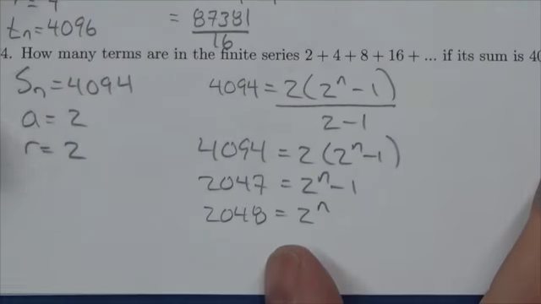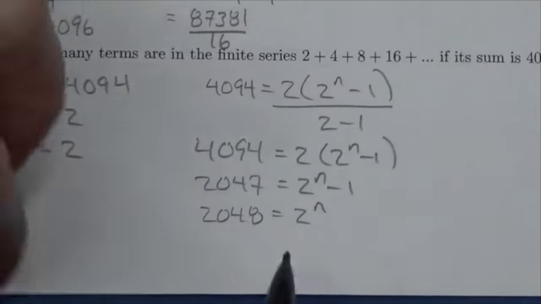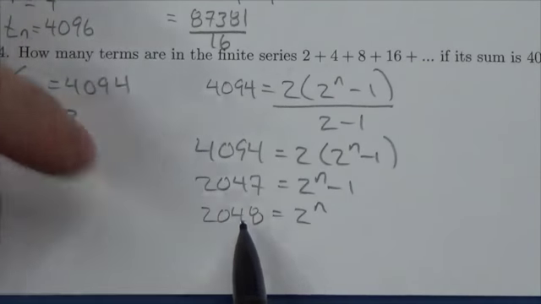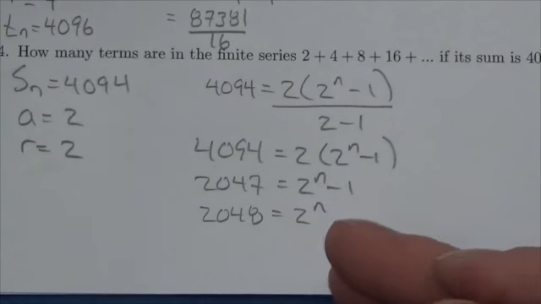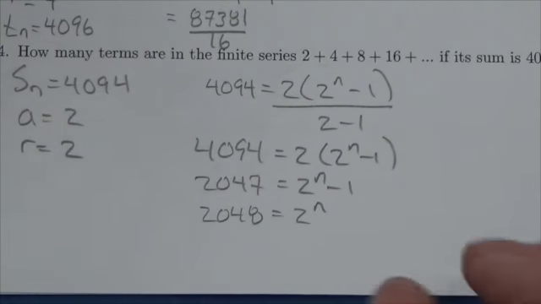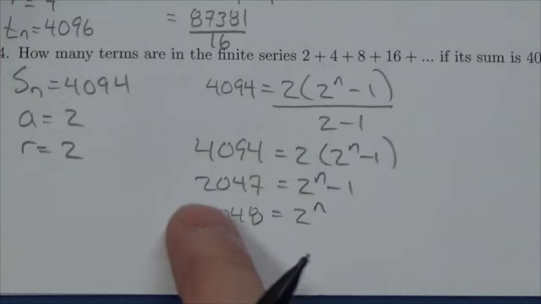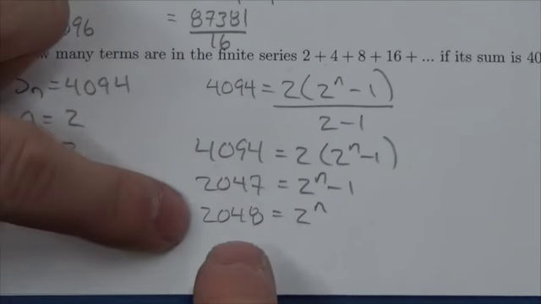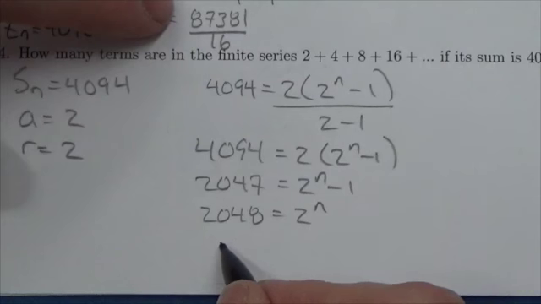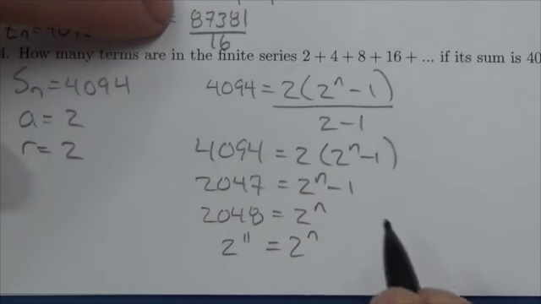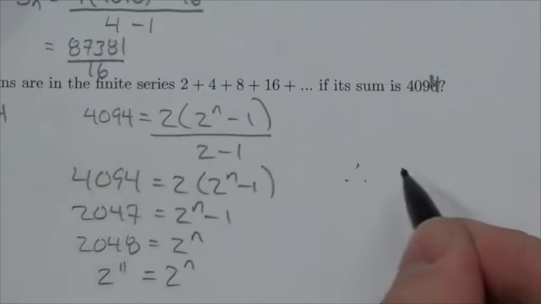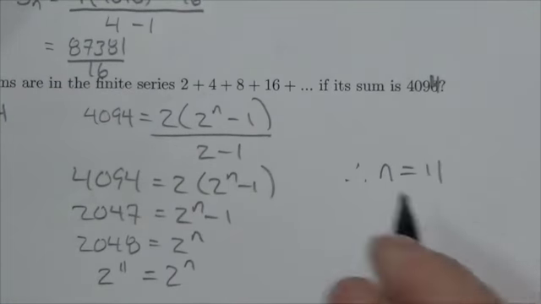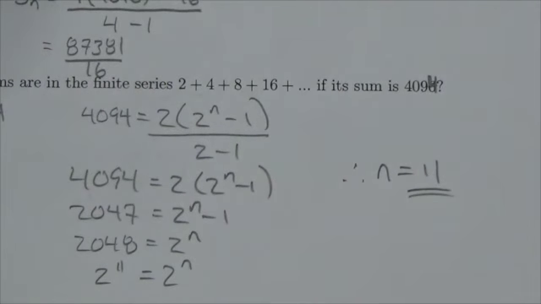Okay, now, if this is going to have a solution, this has to be a power of 2. This will take a little bit of time for you to play with here. In the next level of math, when you take logarithms, you'll see there's another way of solving this. But for right now, you're just going to have to play with this and find what power of 2 this is. Now, it turns out this is 2 to the 11. So if 2 to the 11 is equal to 2 to the n, we know it must be the case that n is equal to 11. So there are 11 terms in that particular series.